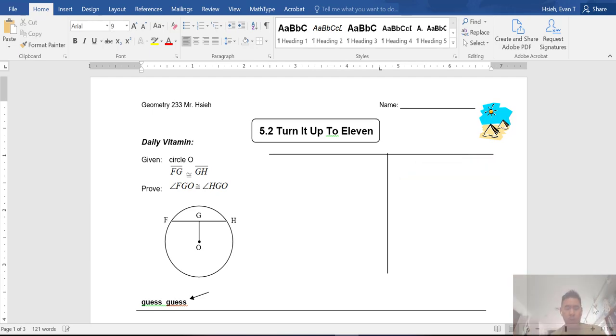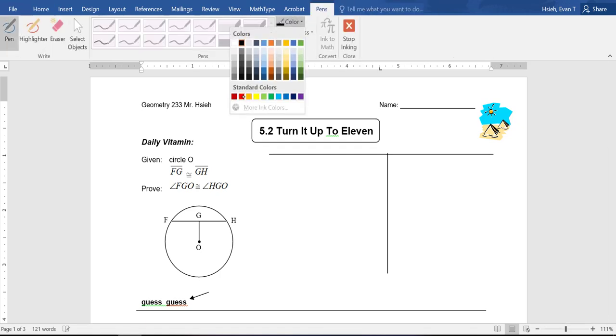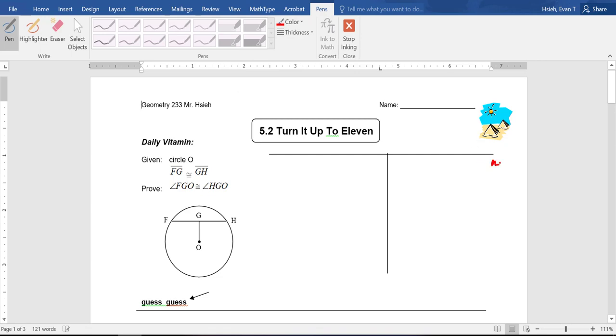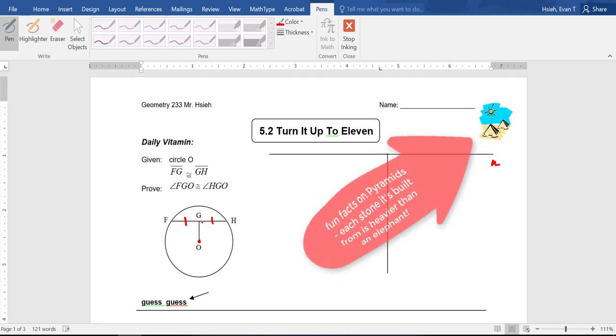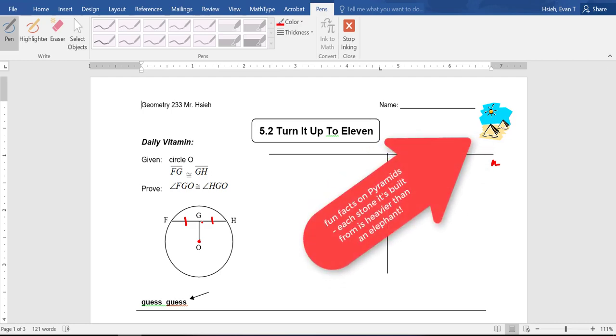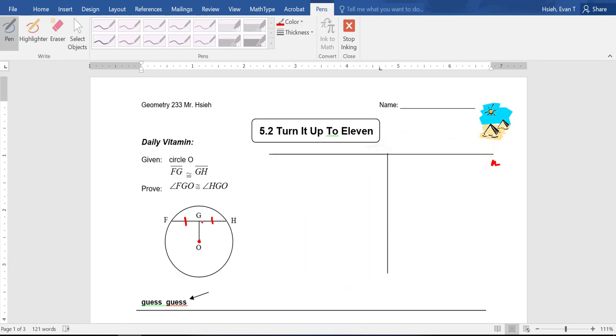It talks about circle O, and in circle O, O is the center of the circle, and it's given that FG is congruent to GH. We oddly enough don't have a triangle here. So on these particular problems where it's clear that something's missing, we have to draw in some lines. We're going to draw in these dotted lines, and these dotted lines are called auxiliary lines.